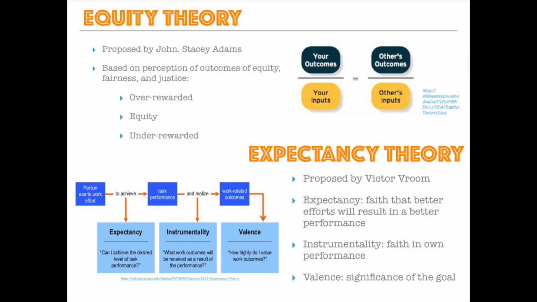The expectancy category will be satisfied with the question of, can I achieve the desired grade that I want? If I study more, I'm going to get a better grade. For the instrumentality category, it is faith that they are able to study to make this outcome a reality. And lastly, valence, that this test is important enough to them to motivate them to study.